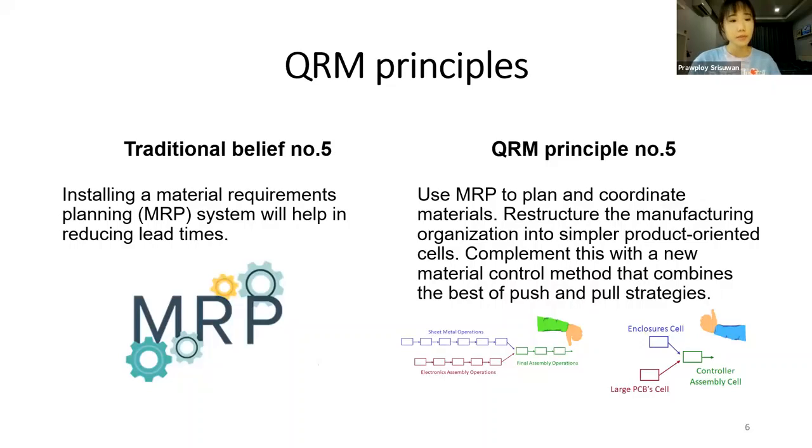The next one is the MRP system. The MRP system is not that bad, but QRM suggests using high level MRP to generate capacity planning for each department and also simpler product oriented cells. As you can see in the picture on the right hand side, the left one is the original one, and QRM suggests that we should simplify the orientation of the process.